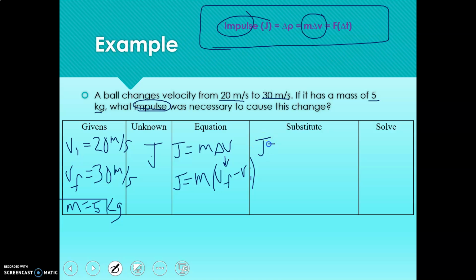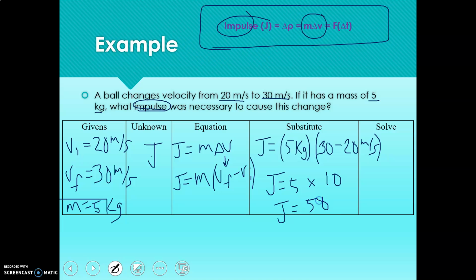Now we just need to substitute. So impulse equals the mass was 5 kilograms times the final velocity was 30 minus the initial velocity was 20 meters per second. So that is going to give us 5 times 10, so our impulse is 50. So our answer is 50 newtons times seconds.